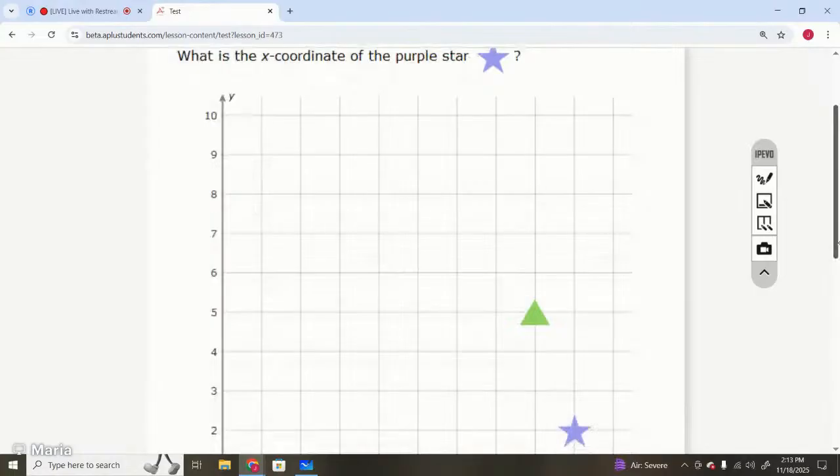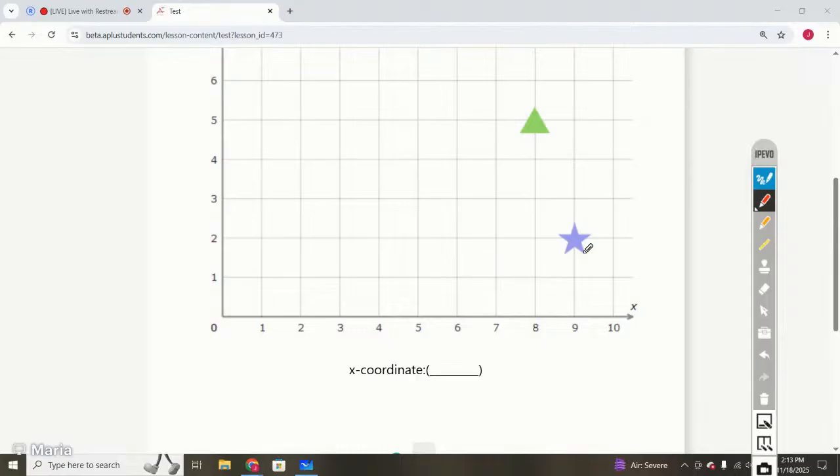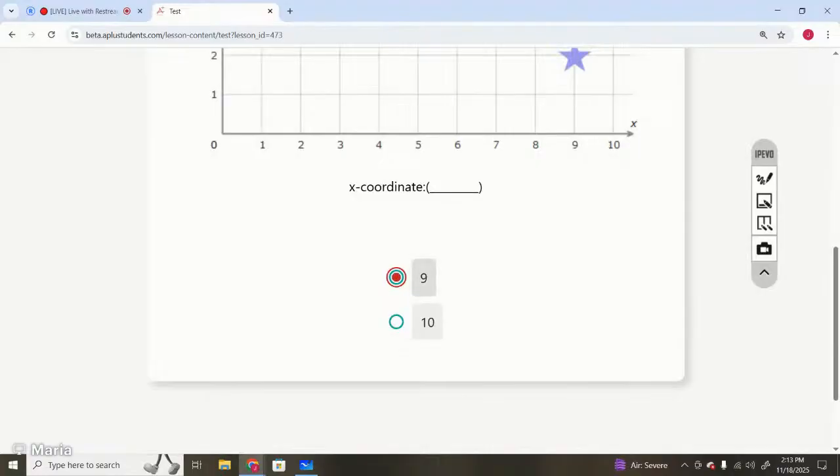What is the x coordinate of the purple star? X coordinate of the purple star is 9. The correct option is 9. Option number 1 is the correct option.